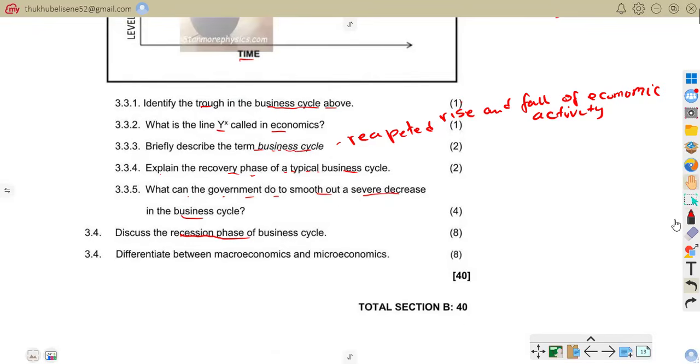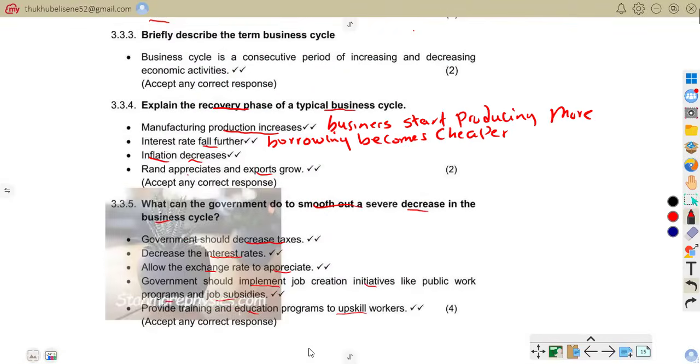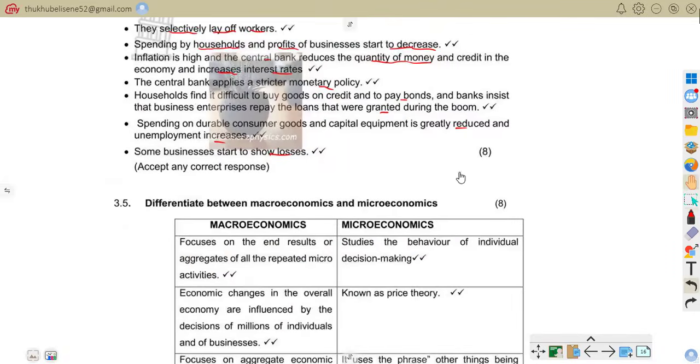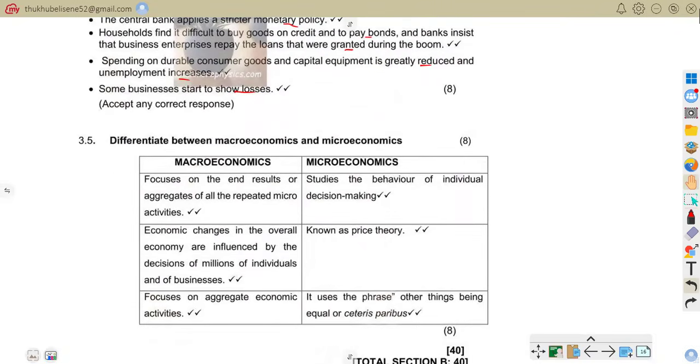3.5. It's just a mistake, where here it was supposed to be 3.5, where we are to differentiate between macroeconomics as well as microeconomics. So here we are on our answers on that. A difference between macro as well as microeconomics.